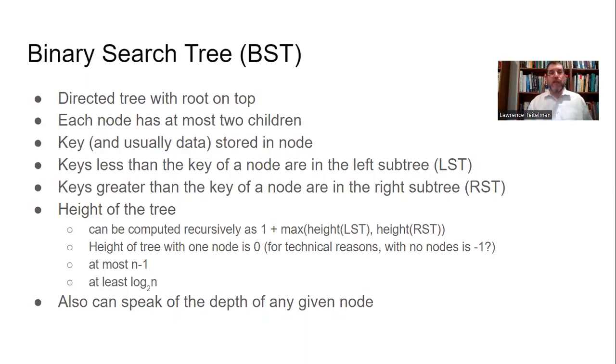How do we get the height of the tree? So the height of the tree is going to be 1 plus the height of the left and the right.